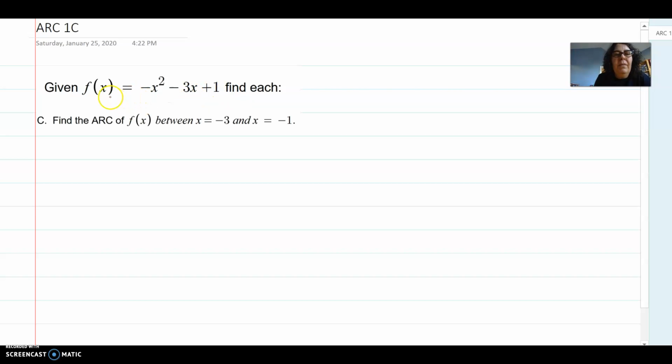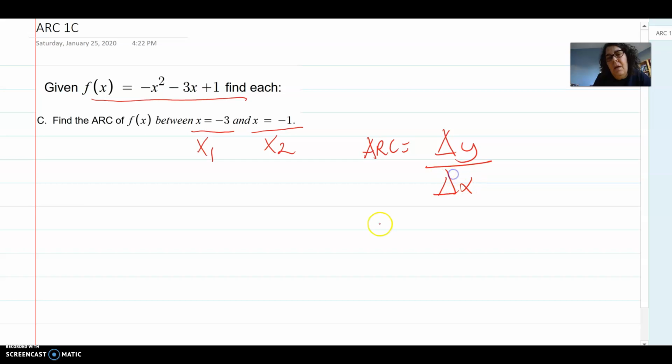And the endpoints are given to be able to find the average rate of change: x equals -3 and x equals -1. So I'm going to call this point x1, this point x2. Average rate of change is change in y over change in x. Well, this is slope actually, but we're seeing it in more general form, in higher math language. So average rate of change will be equal to y2 minus y1 over x2 minus x1.